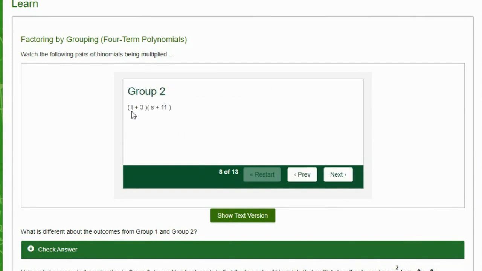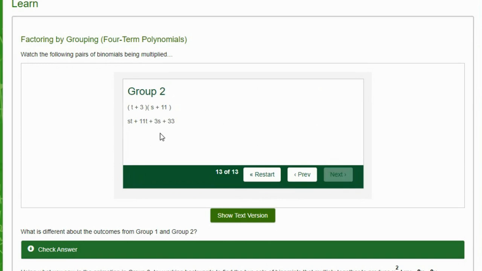Now look at this one. t plus 3, s plus 11. We changed it from t to s. So t times s is st. You generally put them in alphabetical order. st plus 11t. That didn't change. And 3 times s is 3s. And 3 times 11 is 33.